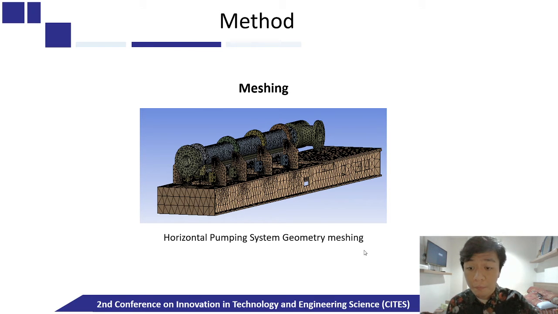So the horizontal pumping system is distributed to 275,033 elements, which contain 528,040 nodes. The average skewness of the mesh has a value of 0.34926.